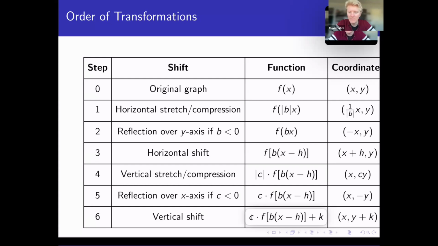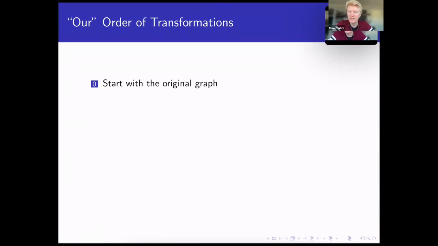Square root of x squared, then multiply it by c, which was the next step right here, and then plus k. So the order in which we do things is the order in which you apply things to x. The order in which we do these things, in a nice simplified fashion, is as follows.